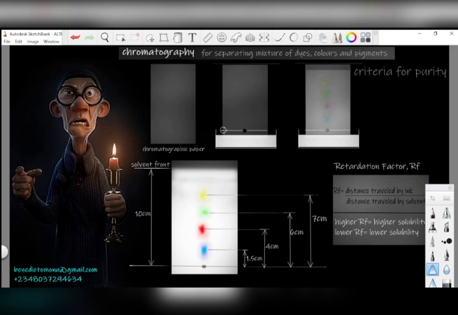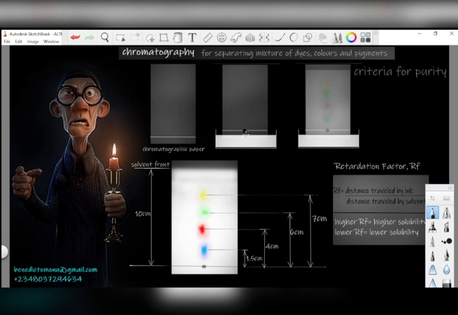Now, with the use of a pencil, you draw a line on the chromatographic paper. That line, we call it a datum or origin line. And we use a pencil to draw the line. The reason why I use a pencil to draw the line is because if you use a pen, that is also an ink. It will also be separated. It's going to mess up the whole aim of your carrying out chromatography.